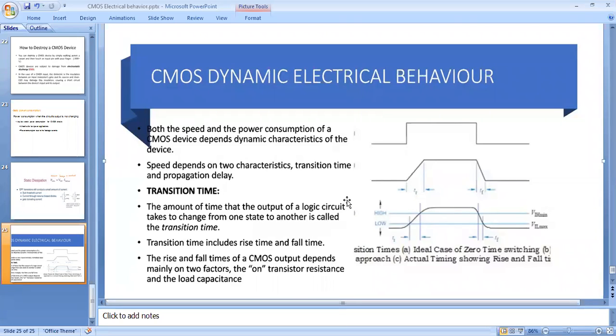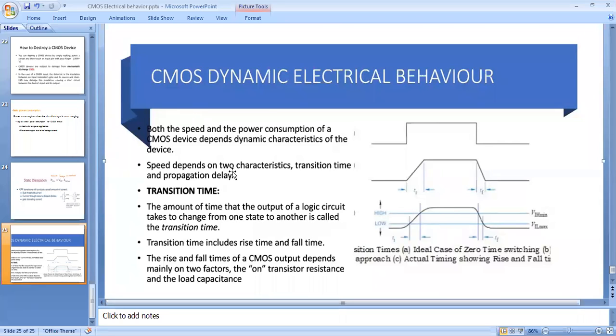After that, we deeply discuss about transition time and how we calculate this rise time and fall time. We have some derivations. After that, we discuss the propagation delay time. Then the topic is completed. So in CMOS dynamic electrical behavior, we have two timings, transition time and propagation delay time. With the help of transition time and propagation delay time, we calculate the speed of the circuit.